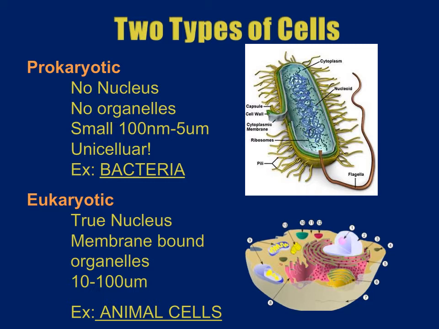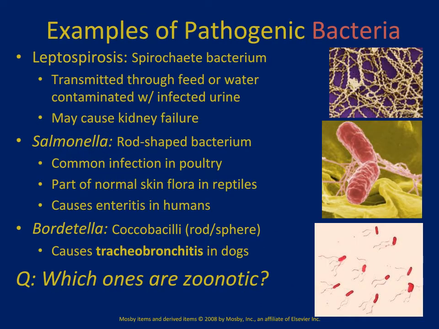On the other hand, animal cells are eukaryotic. That is, they have a true nucleus and they also have membrane-bound organelles such as endoplasmic reticulum, mitochondria, and so forth. Okay, now let's take a look at some common prokaryotes we might encounter in the veterinary clinic.